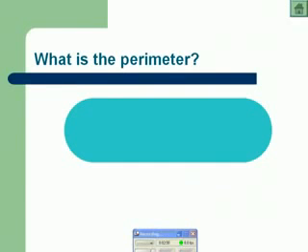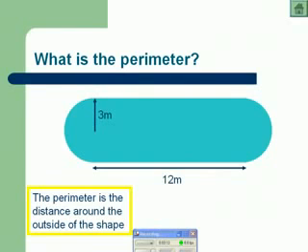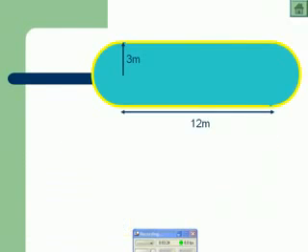So we're being asked to find the perimeter of a composite shape. So we've got the length of it being 12 meters, and the radius of one of the circles being 3 meters. So we need to know that the perimeter is the distance all the way around the outside of the shape. So we're going to walk all the way around it.